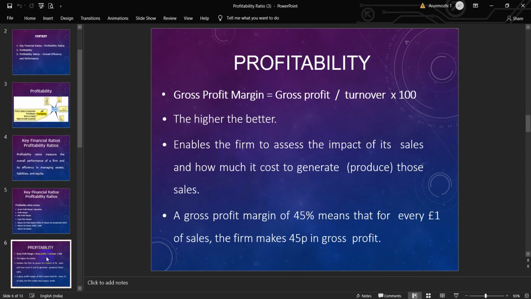Gross profit margin is equal to gross profit into 100 divided by turnover into 100. The higher the ratio, the better is the profitability. It enables the firm to assess the impact of its sales and how much it costs to generate those sales. A gross profit margin of 45% means that for every $1 of sales, the firm makes up 40 paise in gross profit.